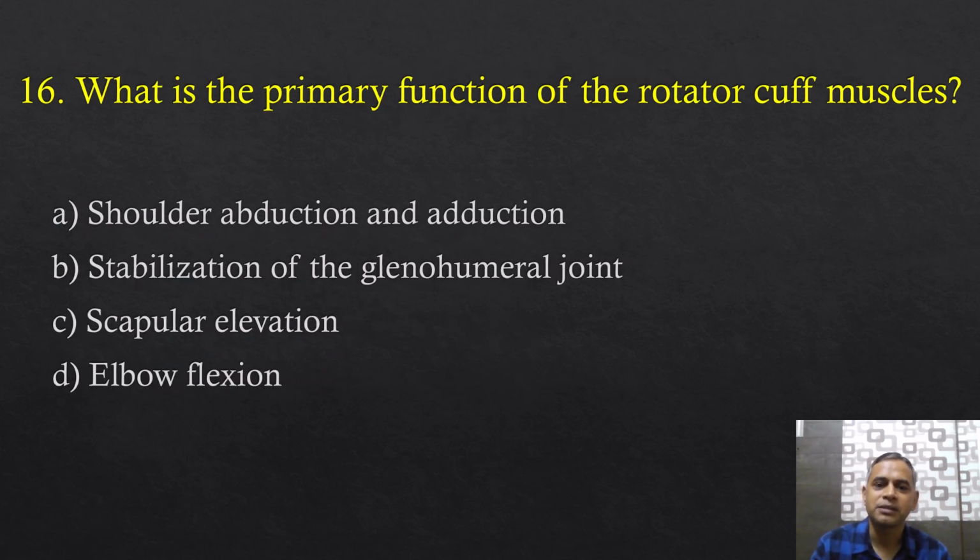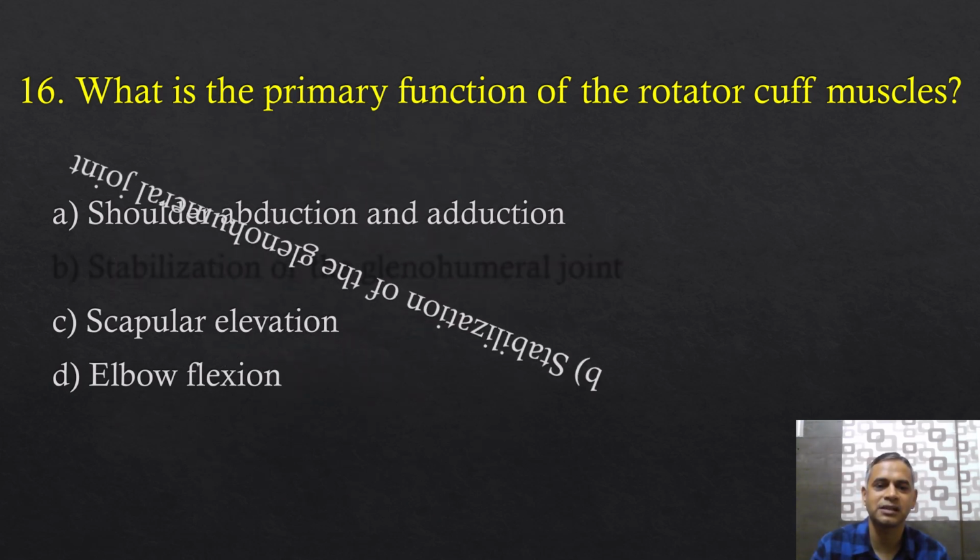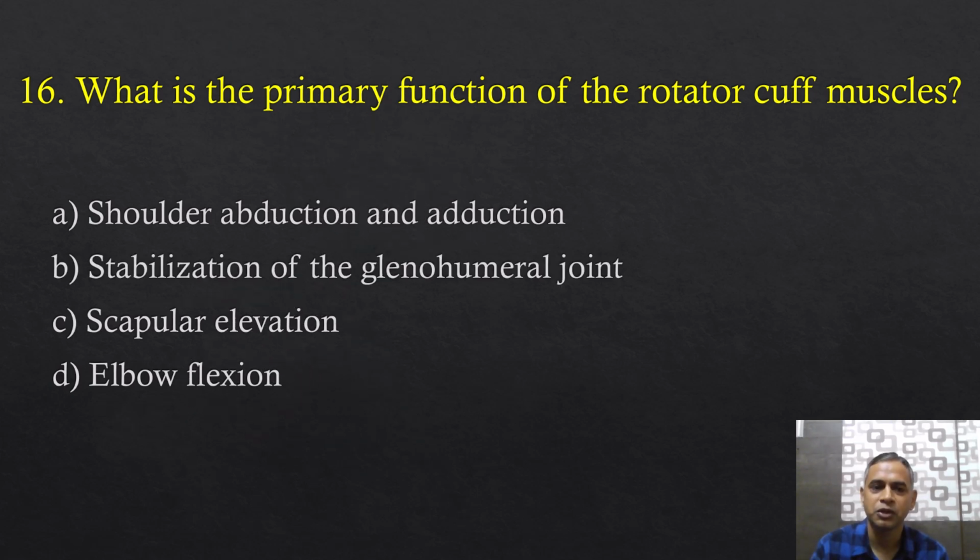16. What is the primary function of the rotator cuff muscles? A. Shoulder abduction and adduction, B. Stabilization of the glenohumeral joint, C. Scapular elevation, D. Elbow flexion. So the answer is stabilization of the glenohumeral joint.